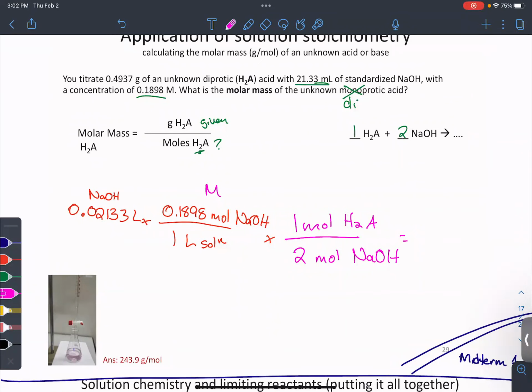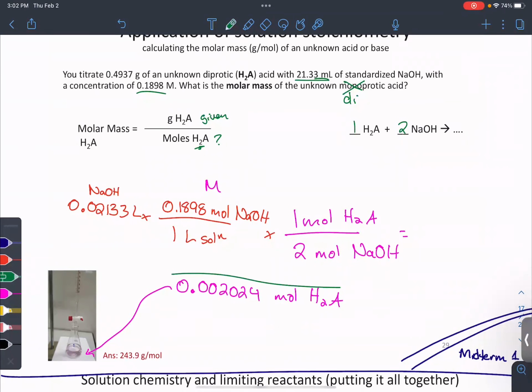So the moles of H2A that I have is 0.002024 moles of H2A. That's not my answer. That just tells me how many moles of stuff I have in the Erlenmeyer. I actually want to report the molar mass, so it's grams over moles. So I need to take that number. That's my denominator. So molar mass here is the gram amount that's given.